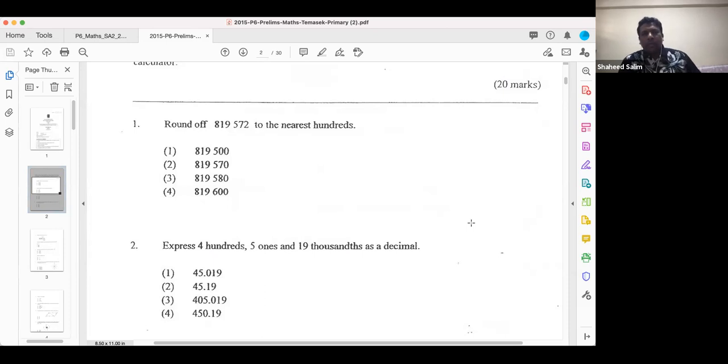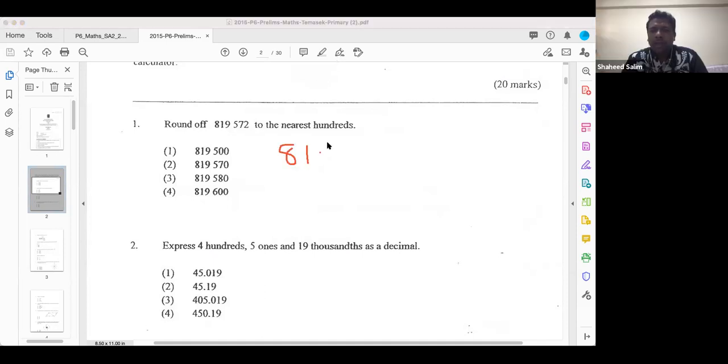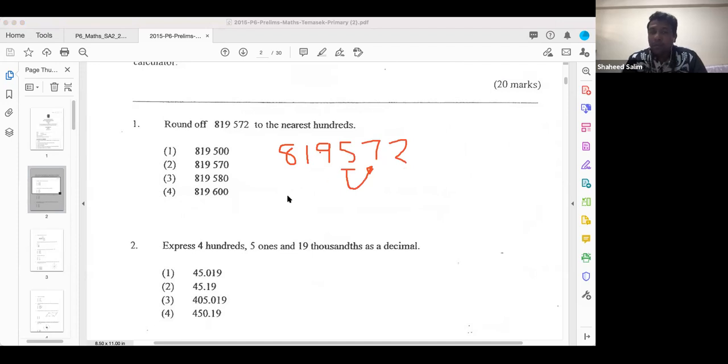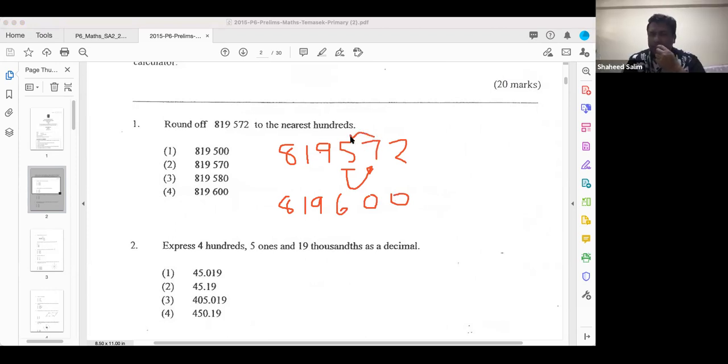So sorry, Mr. Akil, that is not correct. Let's see who is correct. For number 1, they say nearest 100, so we must underline which one is in the hundreds place. Ones, tens, hundreds. Look at this one here. If this is 5, 6, 7, 8, 9, plus 1. So it's 7, you must plus 1. So you get 8, 1, 9, 6. The rest must become 0, 0, 0. Correct, no? You must plus 1, right?